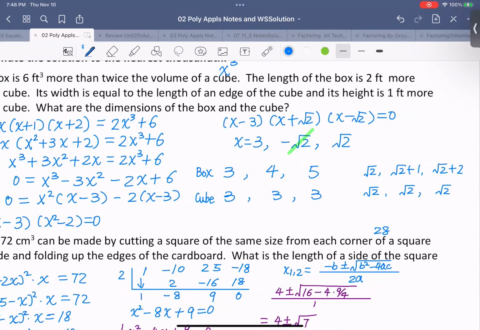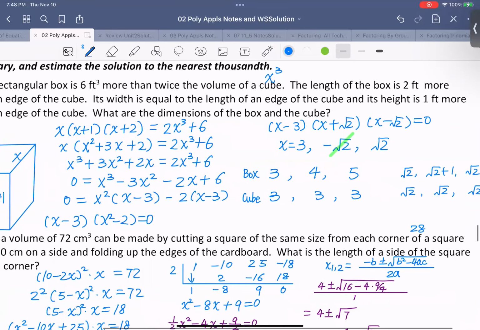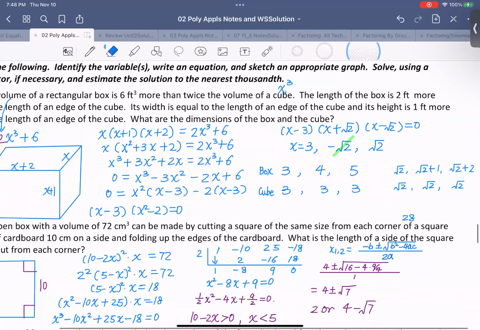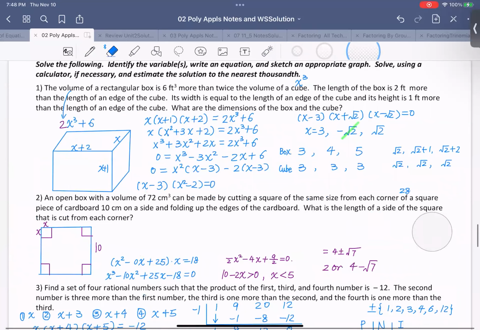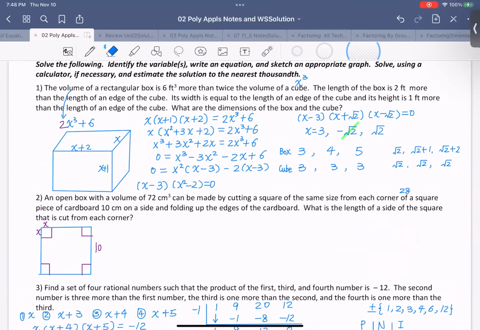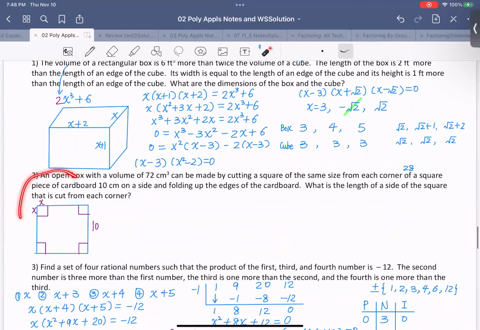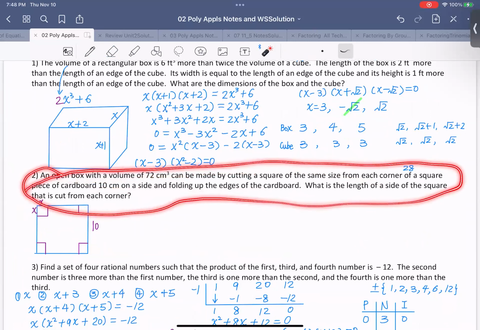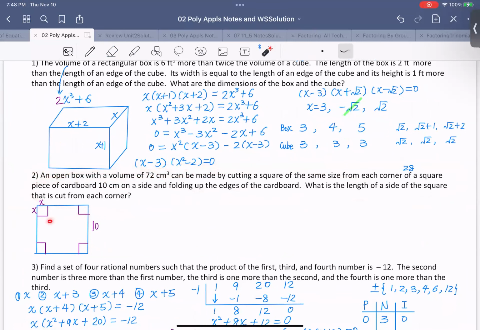Okay. Next one. We will do another box, open box. The same question as we did earlier, exactly the same one. Everybody go ahead, write down your own equation and do the synthetic division to figure out the results.